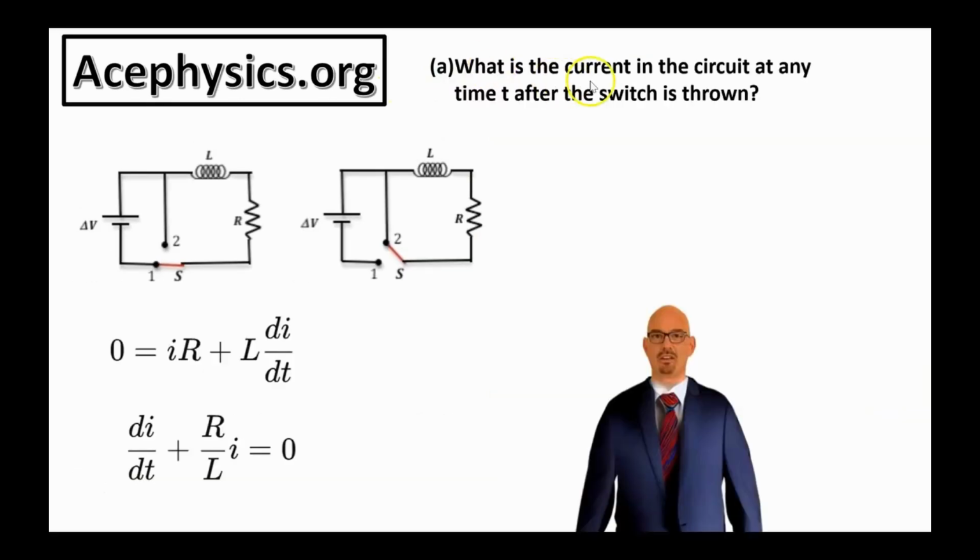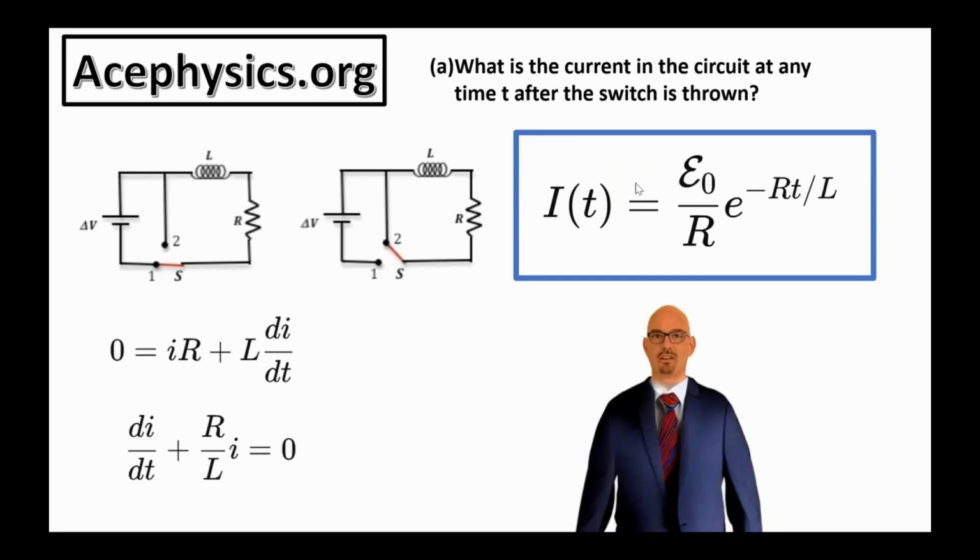What is the current in the circuit at any time t after the switch is thrown? This is a classic example of RL circuit discharging. The charging and discharging behavior of RL circuits is fundamental in physics and is a standard topic in most physics courses due to its significance and wide-ranging application. The solution to RL discharging directly follows from Kirchhoff's law's differential equation.